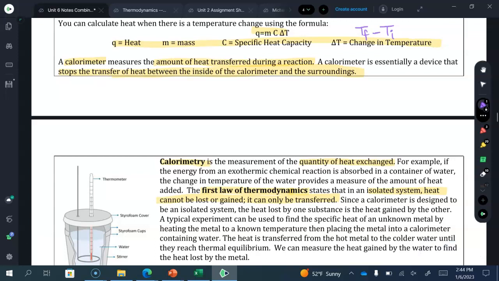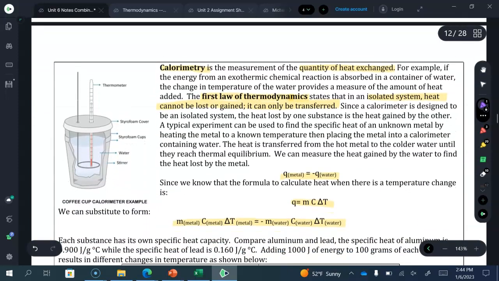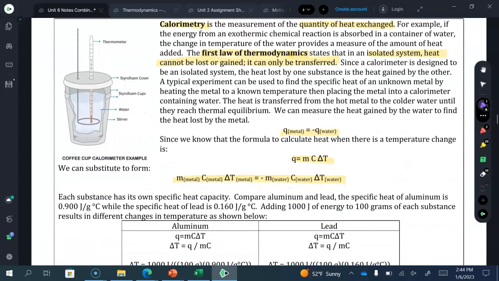In laboratory settings, so in the lab, we would use a calorimeter to look at this. A calorimeter measures the amount of heat transferred during a reaction. A calorimeter is essentially a device that stops the transfer of heat between the inside of the calorimeter and the surroundings. So it acts as an insulator. A very easy calorimeter that we will use in class is a styrofoam cup or stacked styrofoam cups to help insulate the reaction, as you see in this picture to the left.